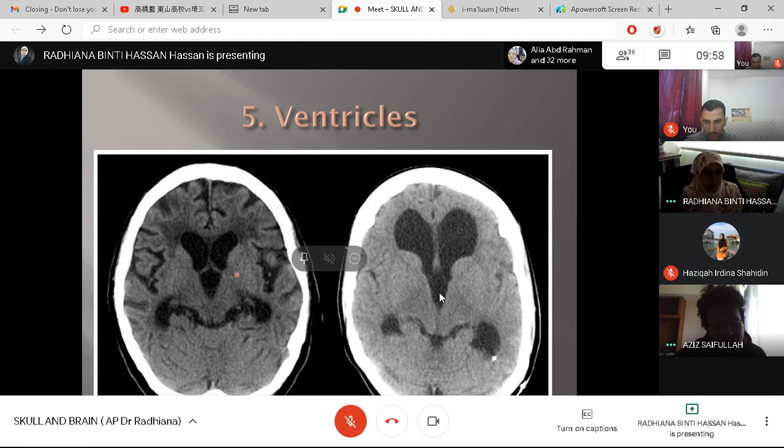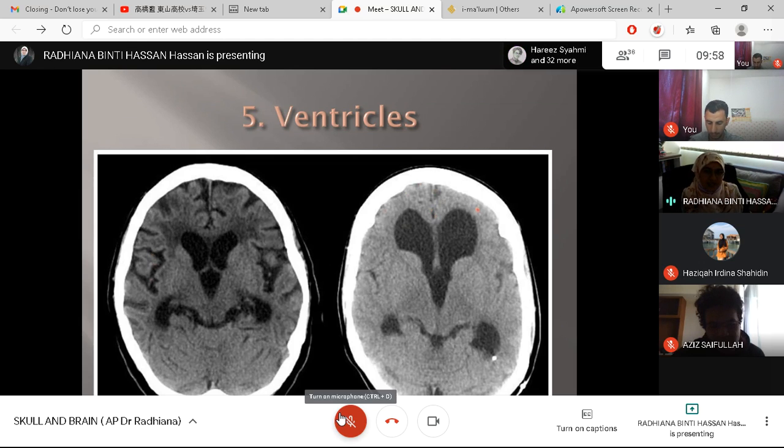What about this one? Brain degenerate. So this is what we call cerebral atrophy. And this is hydrocephalus, the true hydrocephalus. You see both show dilatation of the frontal horn of the lateral ventricles. But in this one, the peripheral CSF space is also widened, so prominent.